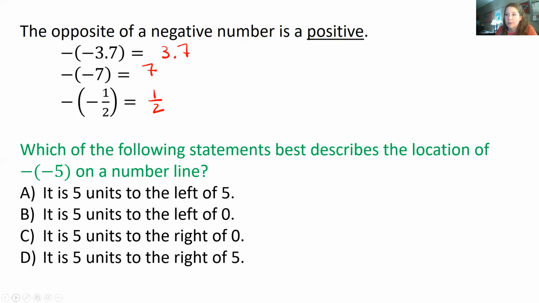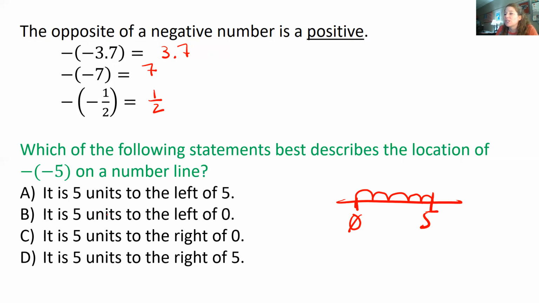You will see that again, I promise. This question is going to come up. Which of the following statements best describes the location of the opposite of -5 on a number line? So think about a number line. Where is the location of the opposite of -5? Is it 5 units to the left of 5? Well, here's 5. 5 units to the left: 1, 2, 3, 4, 5. Actually, that's going to be 0, isn't it?